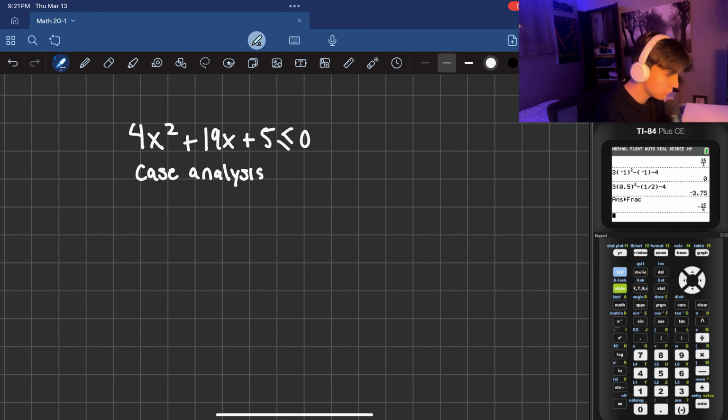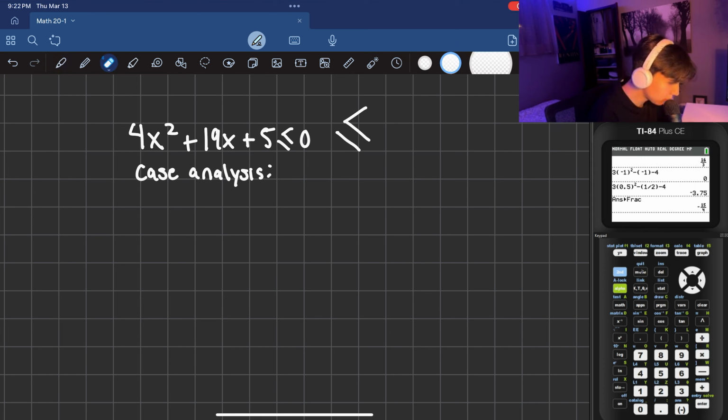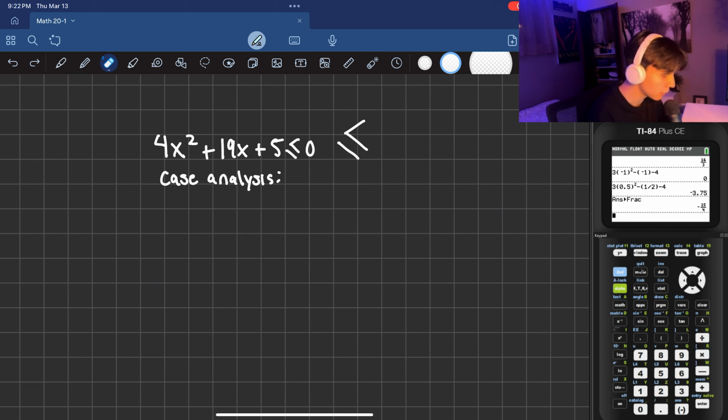So how do you actually do this, right? So the way we do this is we're going to look at our sign to begin with. Remember that it's a less than or equal to sign, and we're more so looking at what this actually means. So during case analysis, you're always going to have an equation, and it's going to be less than 0. Typically, you're going to isolate everything, so it's less than 0.